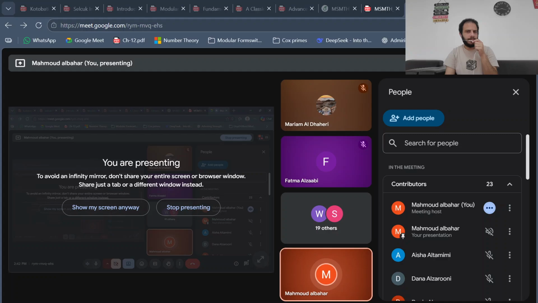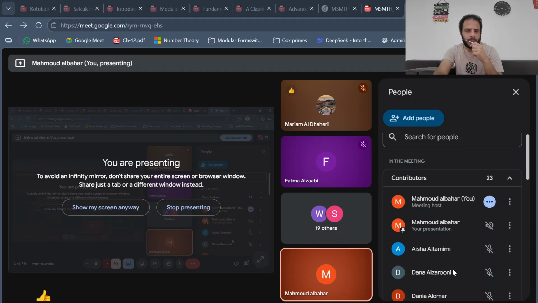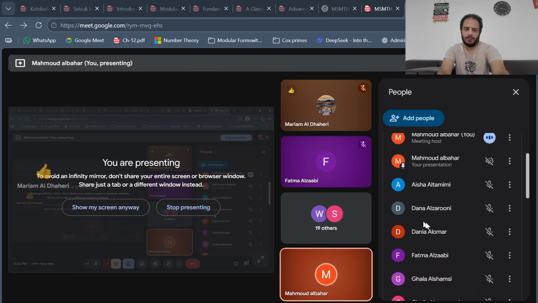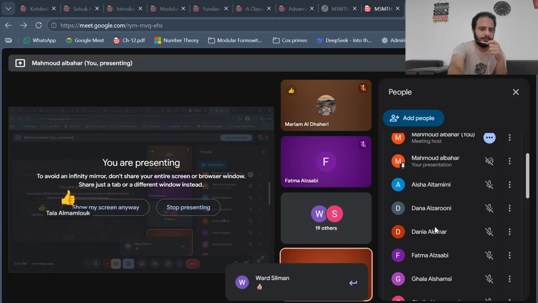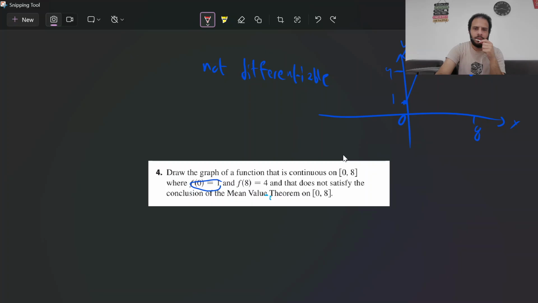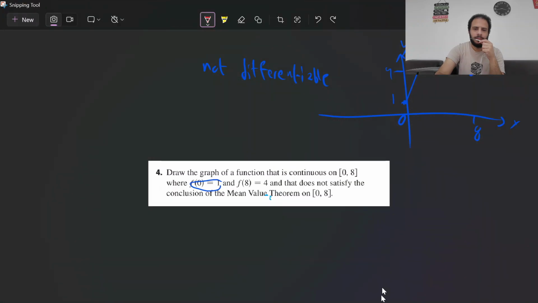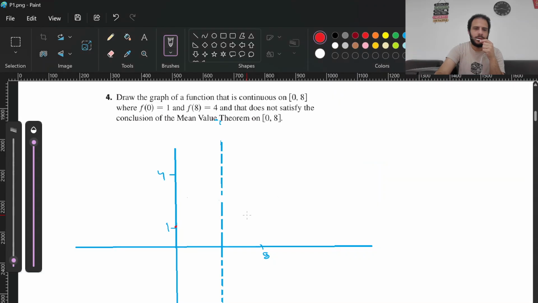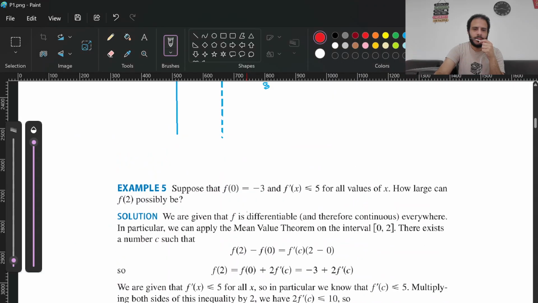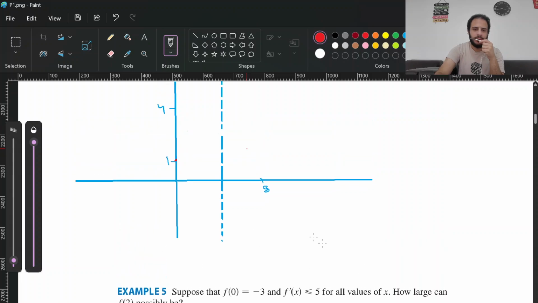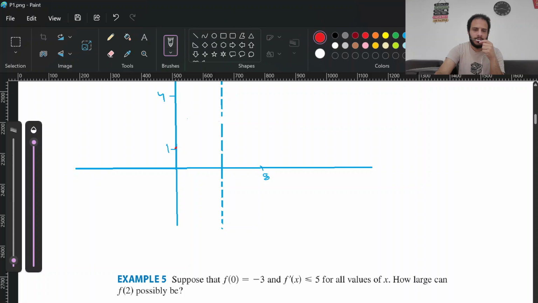Are you good with this? Do you have questions? Okay, let's continue. Now, what's next? Not this one, this one. Let's continue. Let's solve this example, example 5. Example 5 is important.